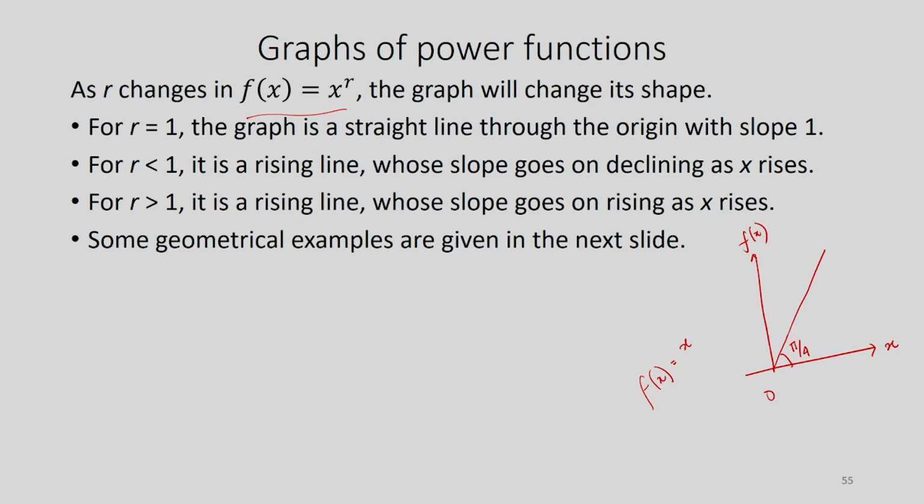If r is less than 1, then also it is a rising line, but it is no longer a straight line; its slope goes on declining as x rises. So, this is like this. And if r is greater than 1, so the power is greater than 1, then it is a rising line like before, but now the shape is different: the slope goes on rising instead of declining as x rises. So, this will be like this, the slope is going on rising, it is getting steeper and steeper.